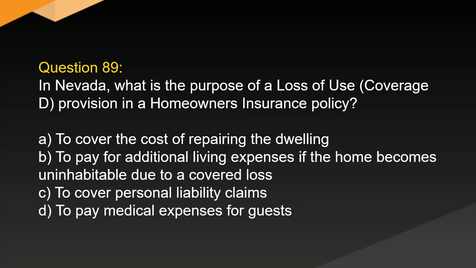Question 89. In Nevada, what is the purpose of a loss of use, Coverage D, provision in a homeowner's insurance policy? A. To cover the cost of repairing the dwelling. B. To pay for additional living expenses if the home becomes uninhabitable due to a covered loss. C. To cover personal liability claims. D. To pay medical expenses for guests.